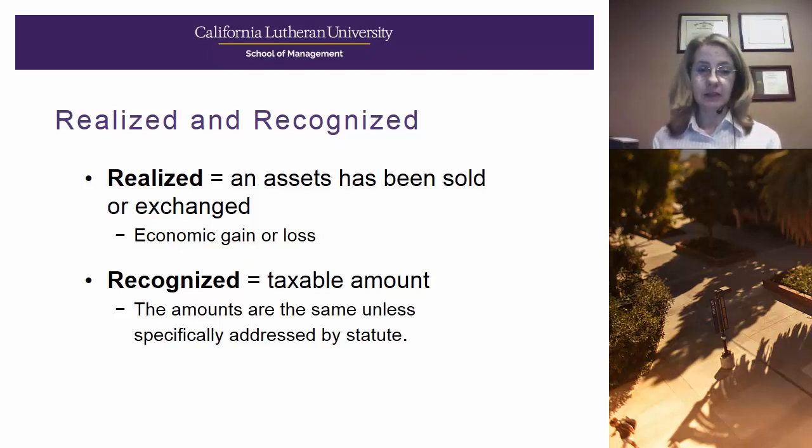In contrast, the recognized gain is synonymous with the taxable gain, and realized and recognized gains as a general rule will be the same. However, there are specific provisions in the tax code that make some realized gains different from recognized gains. Sometimes the realized gain is excluded altogether, sometimes it's deferred, and sometimes it's just reduced.